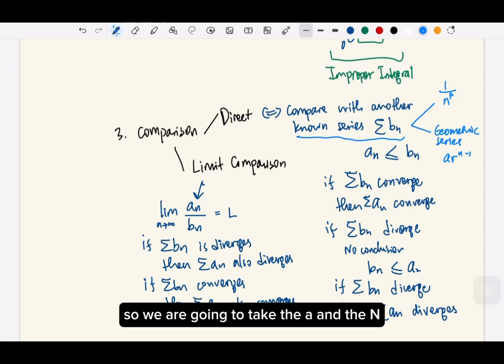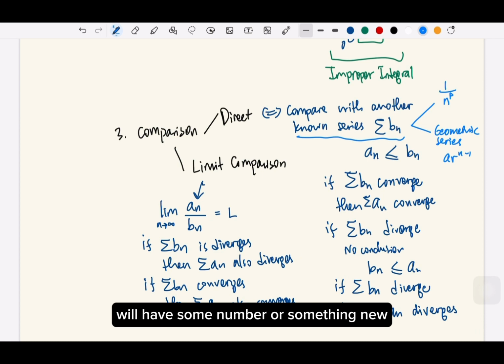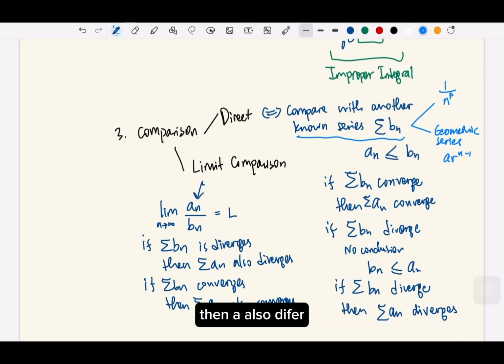So we are going to take the aₙ and bₙ, and then we try our best to cancel and then take the limit, and then our expectation is it will have some number or some value, which later we can confirm whether, if b is divergent, then a also diverges. If b is convergent, then a also converges.